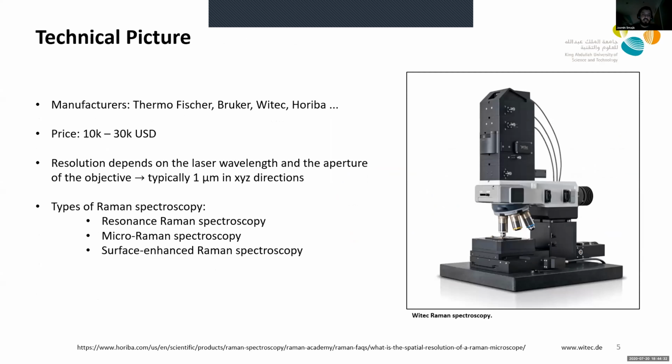Now, regarding the technical picture, there are many manufacturers. The famous ones are Thermo Fisher, Bruker, Witec. The picture here shows the Witec Raman spectroscope that we have in our own lab. The price is usually around tens of thousands of USD and has a resolution of 1 micron in X, Y, and Z directions. But this can be pushed a bit better depending on the purpose and by using some specialized Raman spectroscopy techniques such as resonance Raman spectroscopy, micro Raman spectroscopy, surface enhanced, and so on.